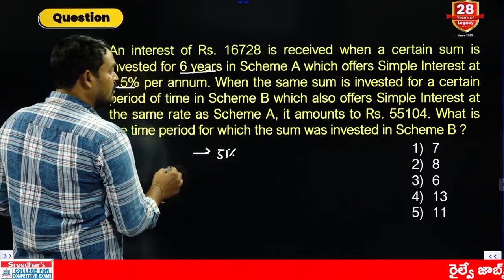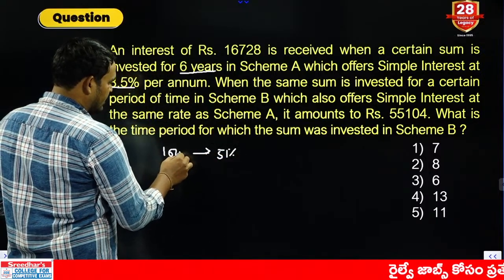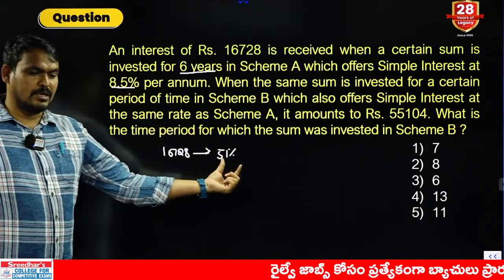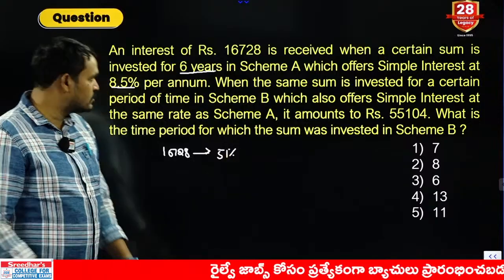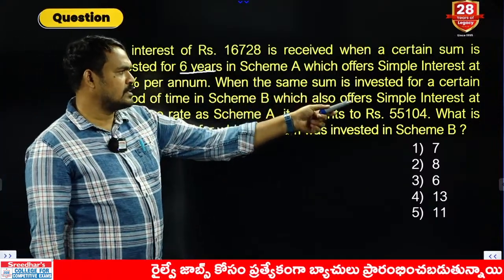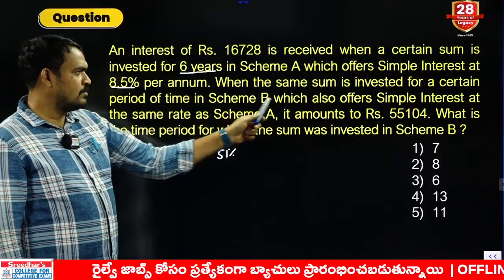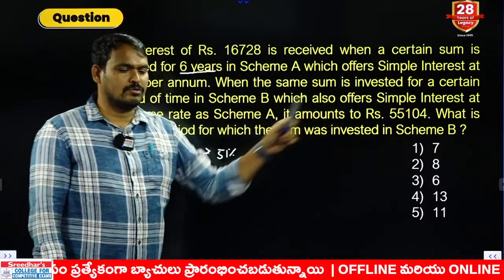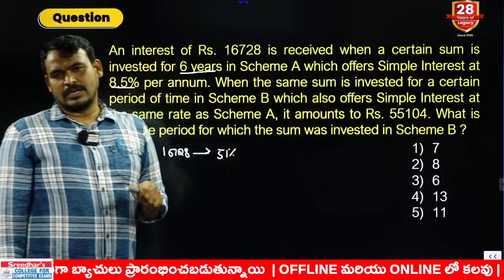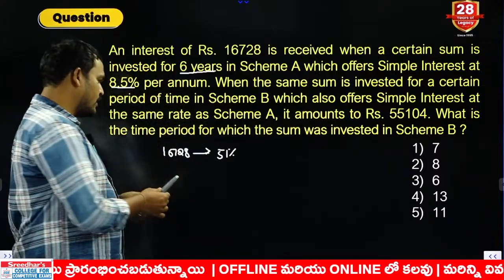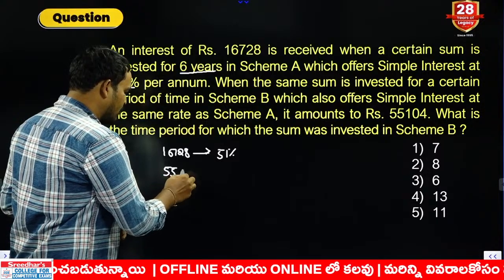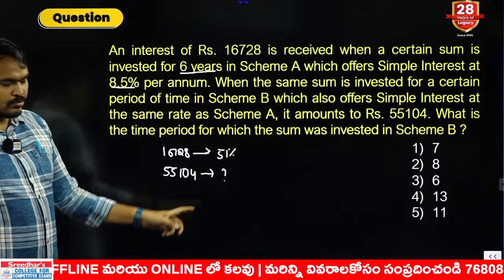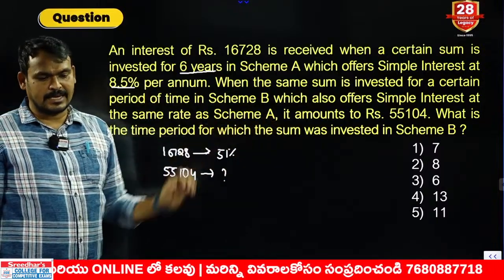In place of 51%, how much value is given? 16,720. So 16,720 is equal to 51%. Next, when the same sum is invested for a certain period of time in scheme B, which also offers simple interest at the same rate, it amounts to 55,104. That is the amount in the second case. First, we need to identify the amount percentage in the second case.